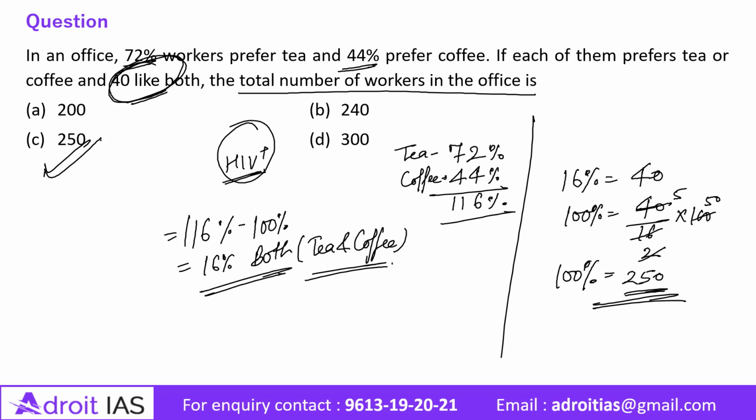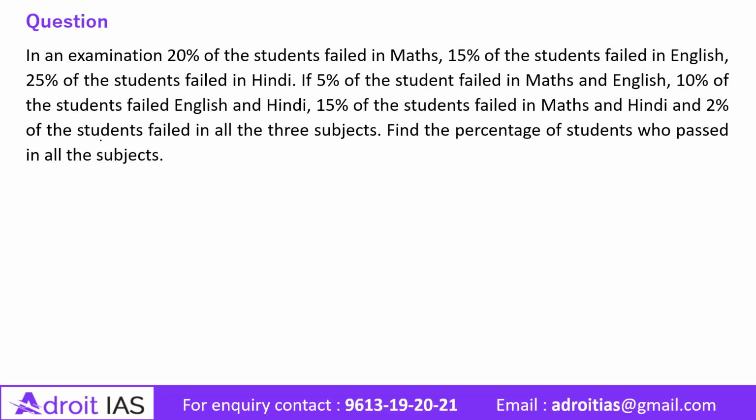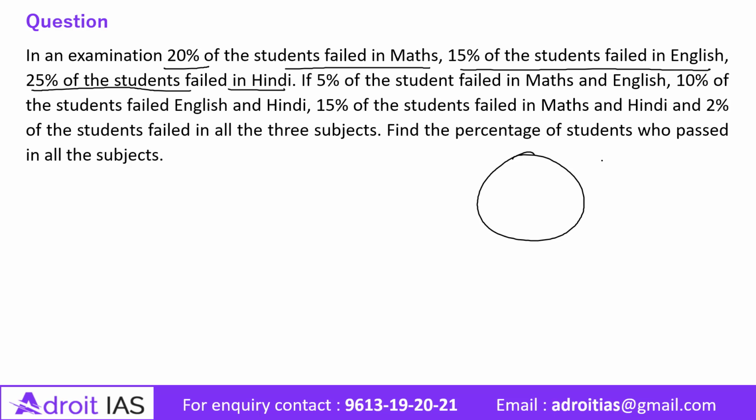Okay, very simple question, right? Now let's talk about the next question. I guess this question has 3 attributes, right? In an examination, 20% of the students failed in maths, 15% failed in English, and 25% failed in Hindi. Okay, fine. 3 attributes are there in this question, so please draw the diagram for 3 attributes.